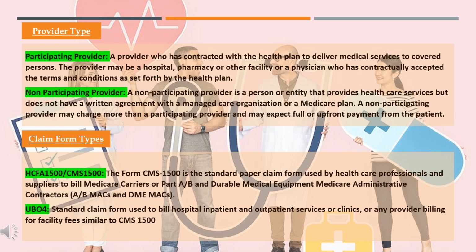Next topic is claim form types. The medical claims are always billed on standard forms. There are two types of form used in US healthcare. First, HCFA 1500, CMS 1500. The form CMS 1500 is the standard paper claim form used by healthcare professionals and suppliers to bill Medicare carriers or Part A/B and durable medical equipment Medicare administrative contractors, A/B MACs and DME MACs.